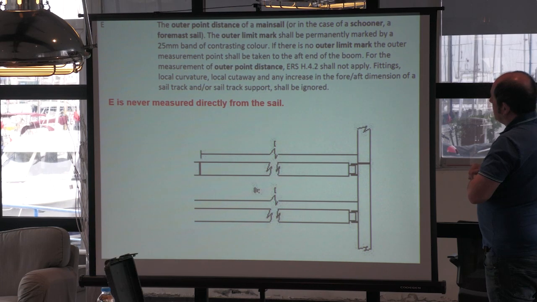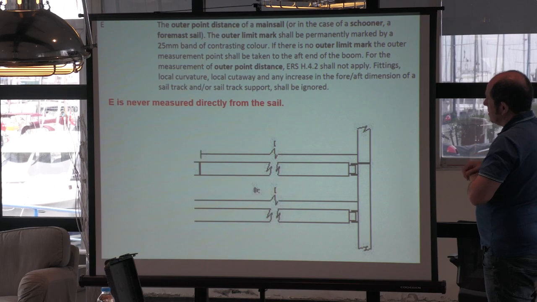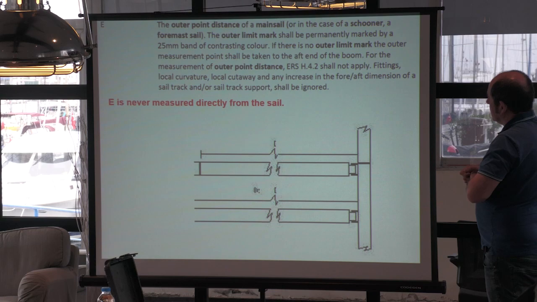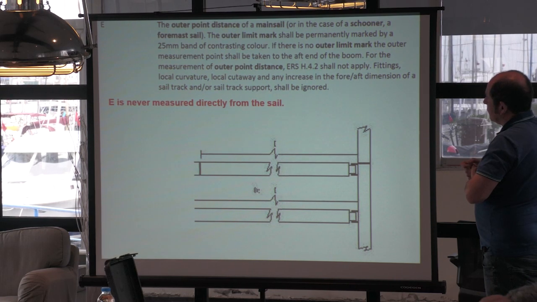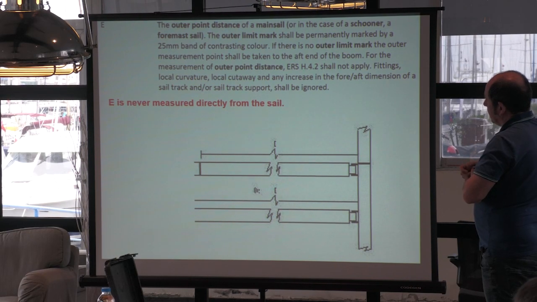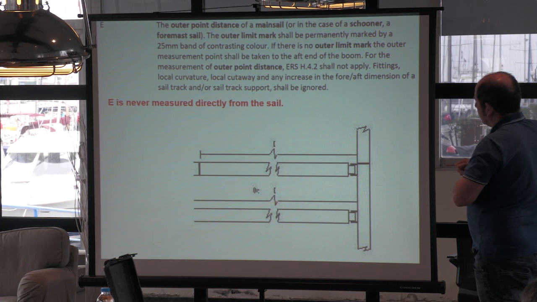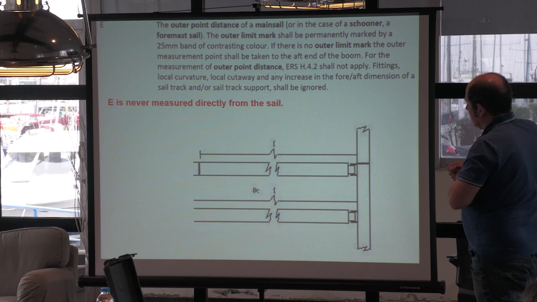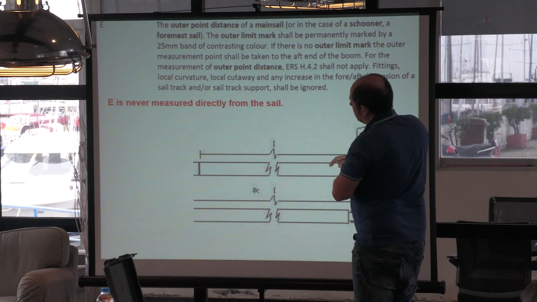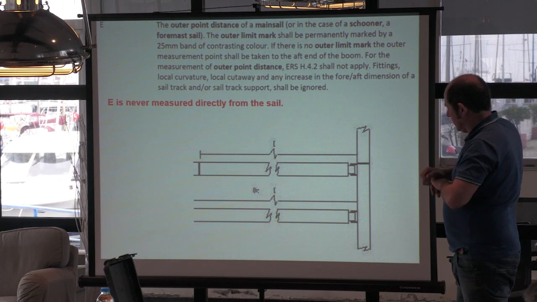The outer limit mark shall be permanently marked by a 25 mm band of contrasting color. Again, tape mark is acceptable. If there's no outer limit mark, the outer measurement point shall be taken to the aft end of the boom. This is the most important part of the definition. The rest is not so much more detail.